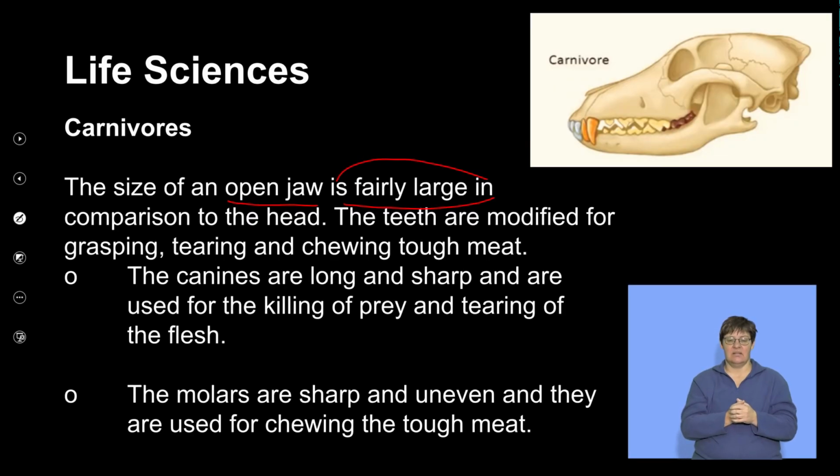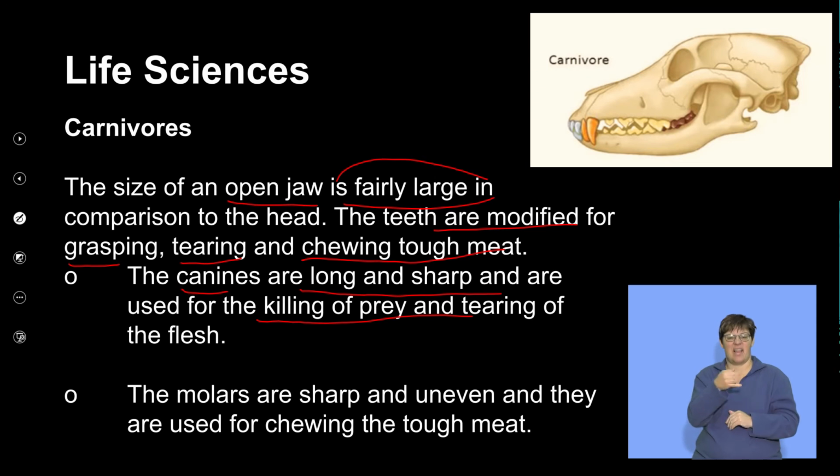So we talk about the teeth being modified for grasping, tearing, and chewing through meat. We also know that the canines are long and sharp. They're used for killing the prey and tearing their meat.